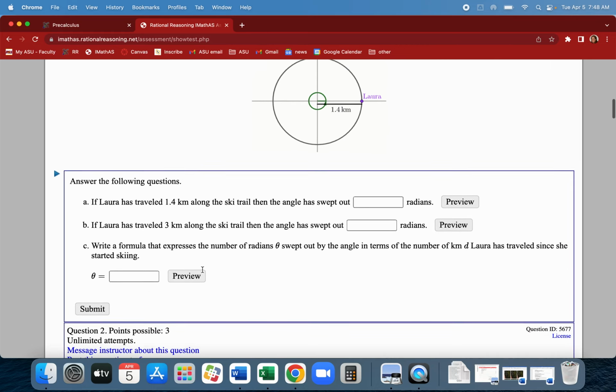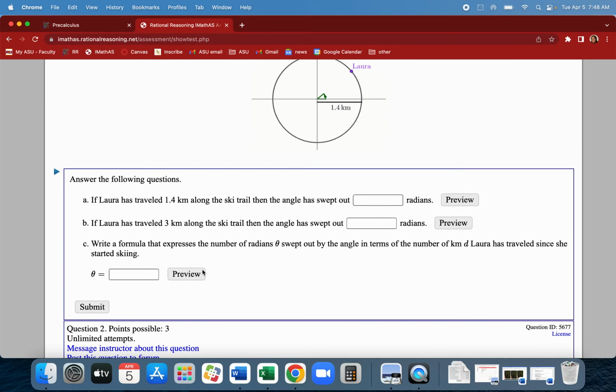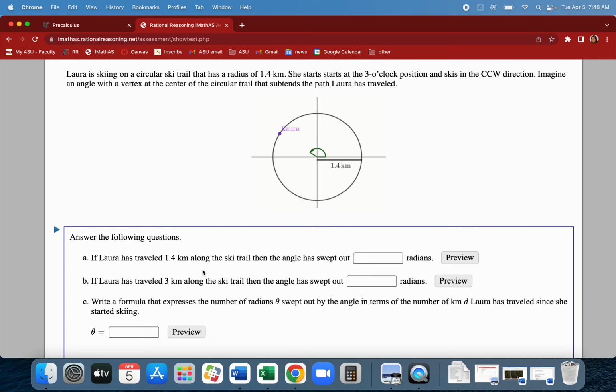So if you know that you have gone 1.4 kilometers along this trail, and it's got a 1.4 kilometer radius, how many radians has she traveled through? 1. That's 1 radius length, so that's 1 radian.